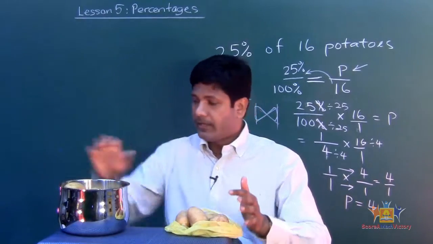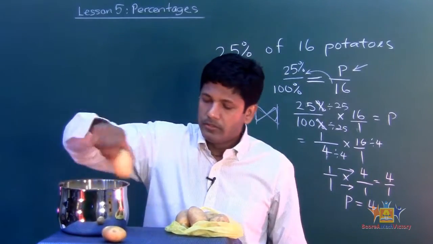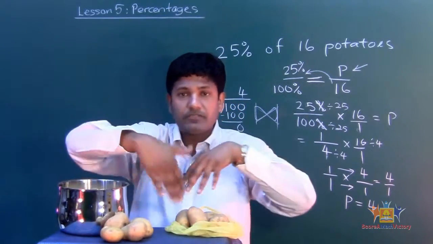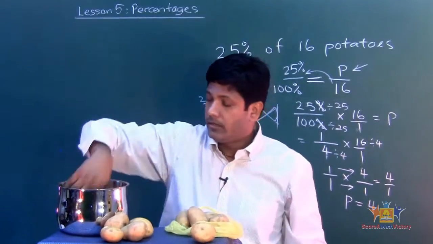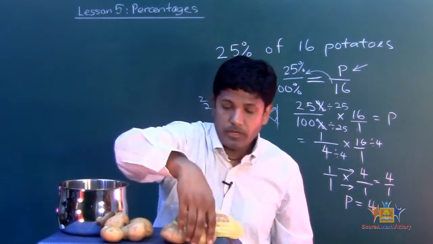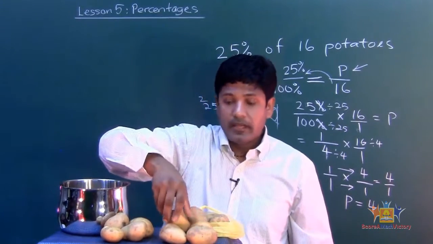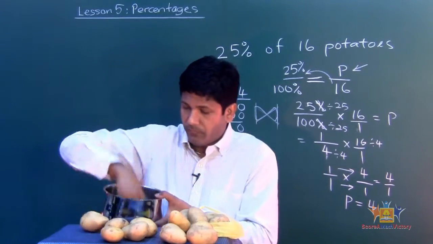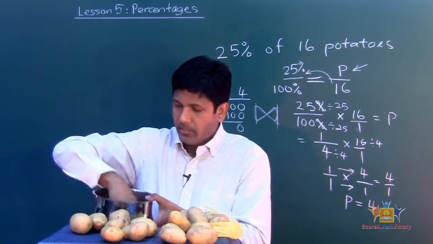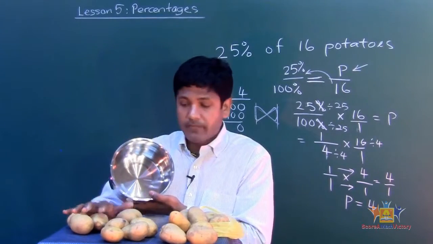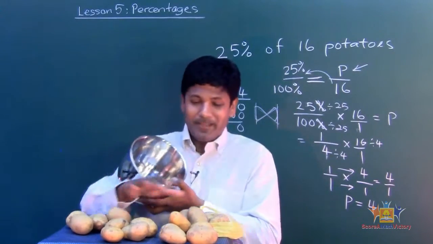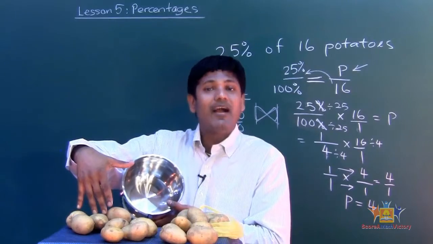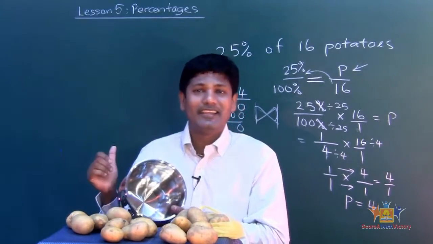Now look at that. If this is 25%, now let me put another 4. 1, 2, 3, 4. That's another 25%. That makes what? 50%. Let's put another 4. 1, 2, 3, 4. That's another 25. That makes it 75%. So let's put the final 4 in here. 1, 2, 3, 4. That makes it 25. So 25 plus 25 makes 50, plus another 25 makes 75, and plus another 25 makes 100. So that makes 100%. See that?